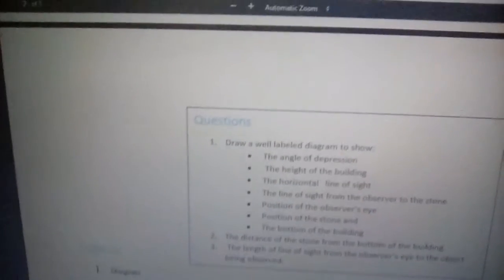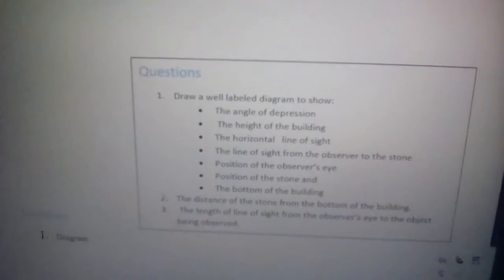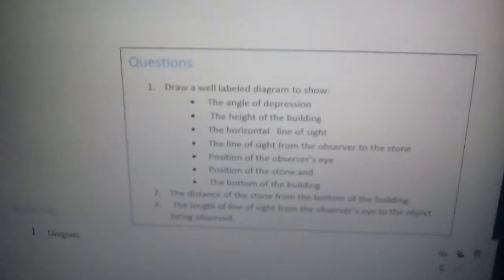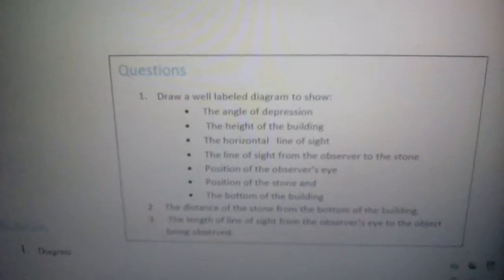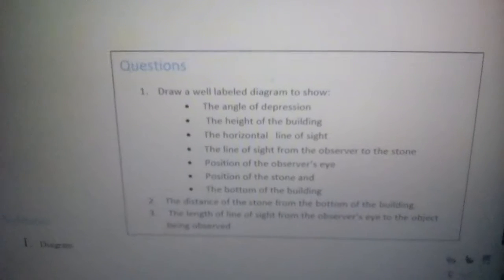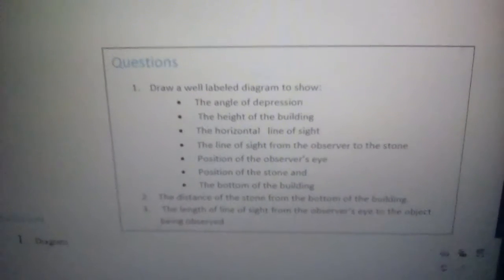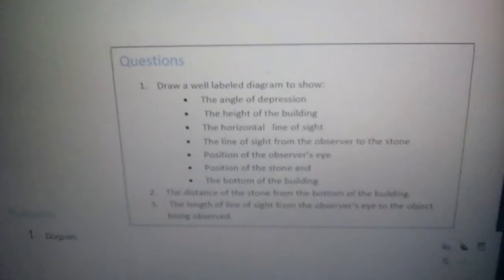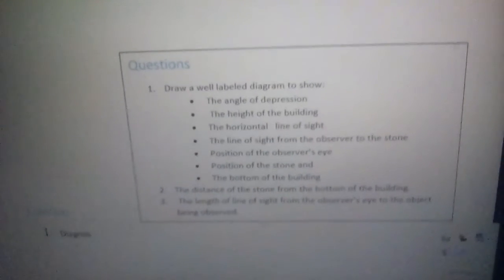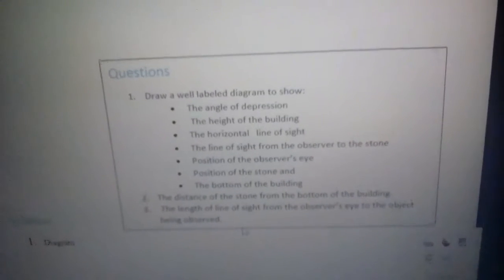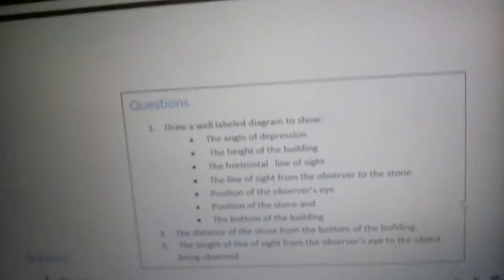From that picture, you may be asked to draw a diagram and show the angle of depression, and to show lines that show the height of the building, the horizontal line of sight, the line of sight from the observer to the stone, the position of the observer's eye, position of the stone, and the bottom of the building. You may also be required to calculate the distance of the stone from the bottom of the building, and also to calculate the length of line of sight from the observer's eye to the object being observed. In this case, the stone is the object being observed.